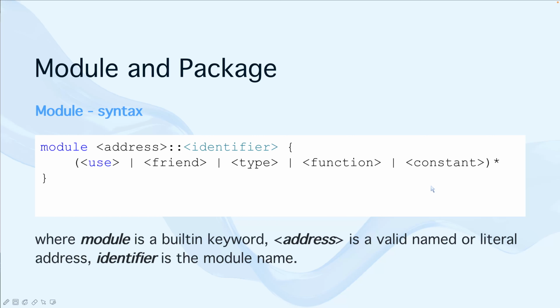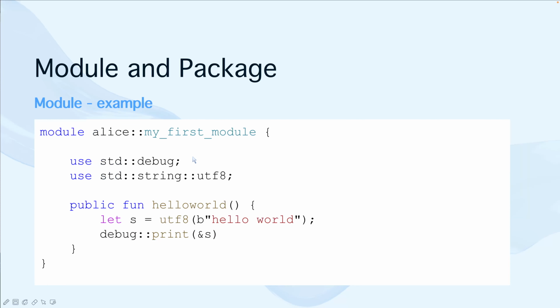Also notice that module is a built-in keyword. Address is a value name or literal address. Identifier is a module name. So in this code example, the module Alice::myFirstModule specifies that the module myFirstModule will be published under the named address Alice, which is specified in the Move.toml file. The named address Alice only exists at the source language level, and during compilation, named addresses will be fully substituted for their values at the bytecode level.